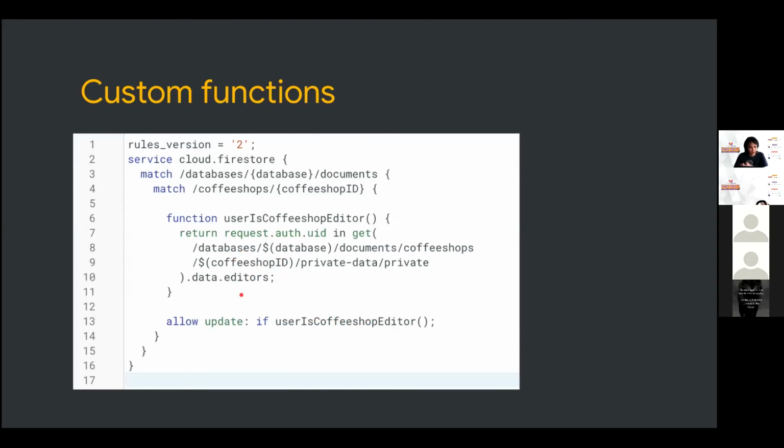So that's first: it allows us to name our logic. Second, it allows us to reduce repetition in our security rules. For example, if you want to add a security rule where only editors can delete a coffee shop, we don't have to repeat this complex logic anymore. We just write allow delete if userIsCoffeeShopEditor, so we can just reuse our functions. So custom functions allow us to reduce repetition and give a name to our security rules logic.